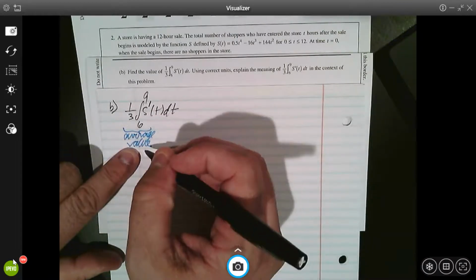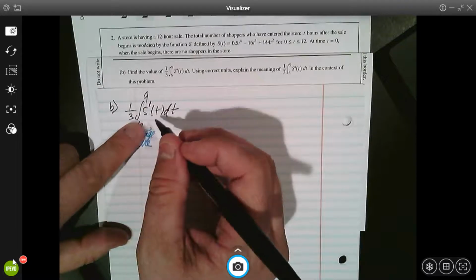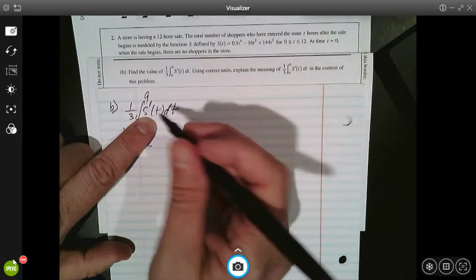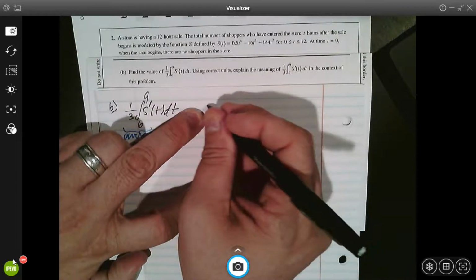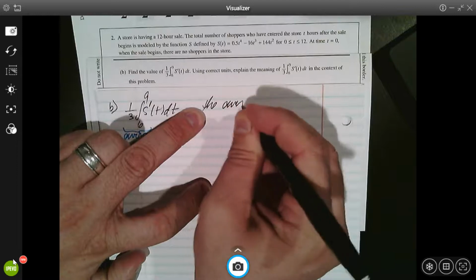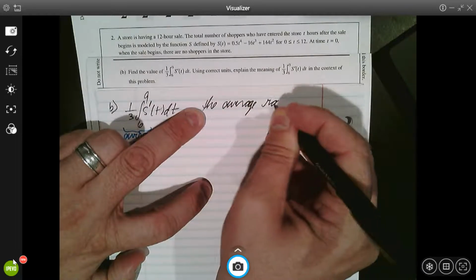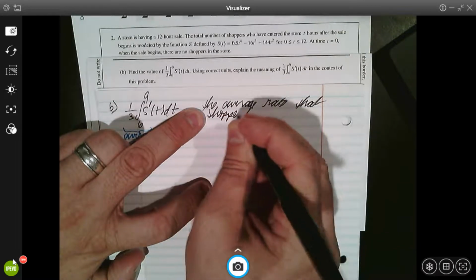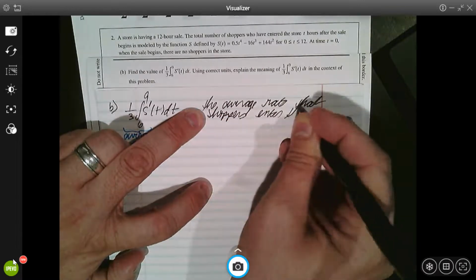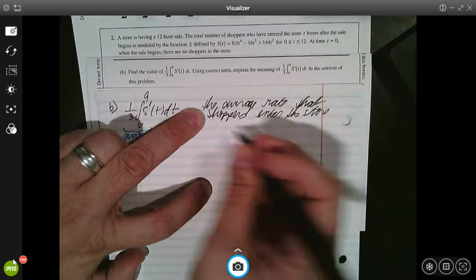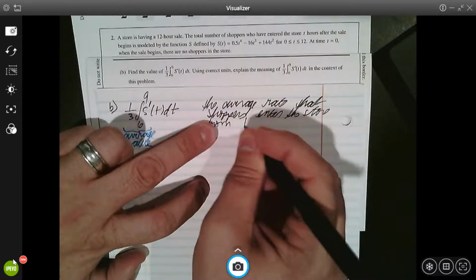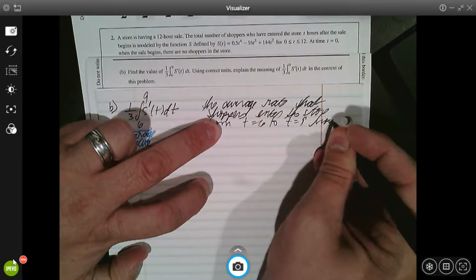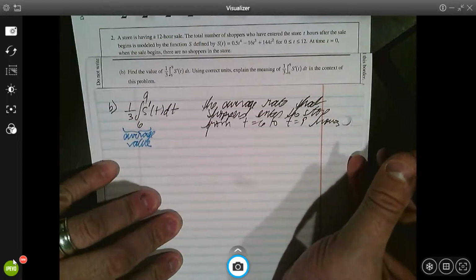So what we're looking for, we want the average value. What was S prime? S prime is the rate that shoppers are coming into the store. So this is going to represent the average rate that shoppers enter the store. Now be specific. Give me the time interval from t equals 6 to t equals 9 hours. And you need to give me the units.